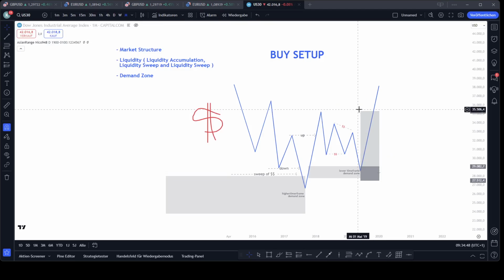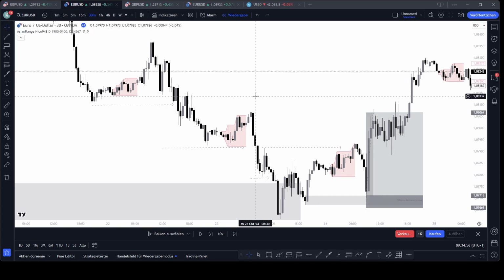So basically, this is my setup. I focus on market structure, liquidity, and demand zones. So getting into the charts right now, guys, this is basically what's happening.